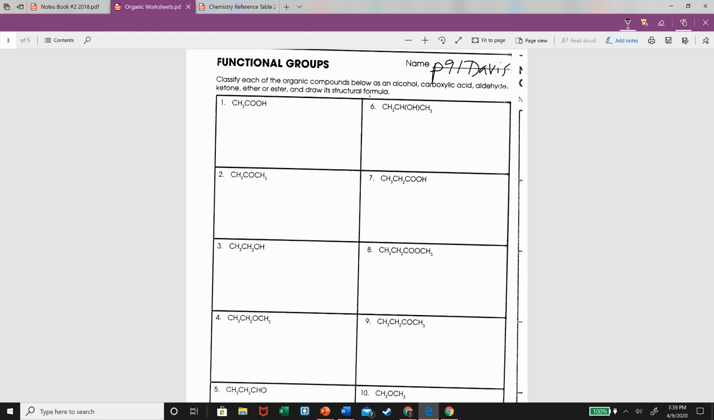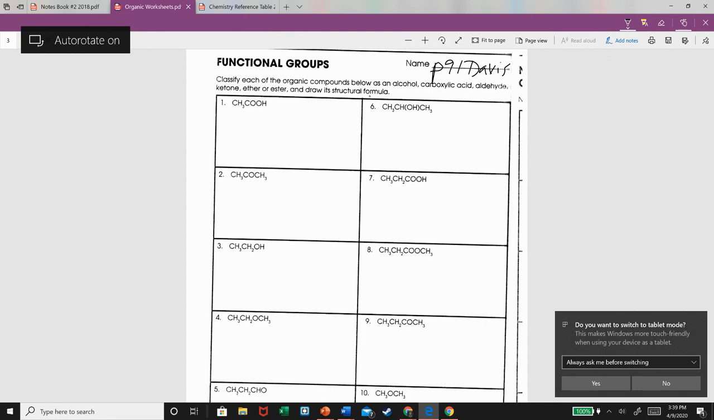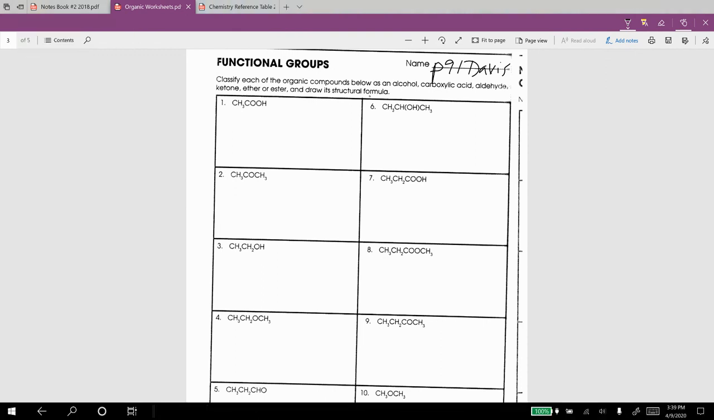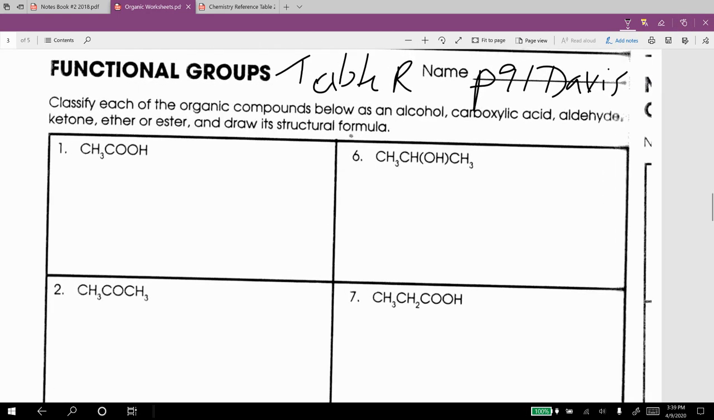So we are going to talk about functional groups today. You are going to need your reference tables. We're going to be using Table R in your reference tables, so let me just jot that down. Table R in your reference tables. And I'm going to make this a little bit bigger so I have more room.